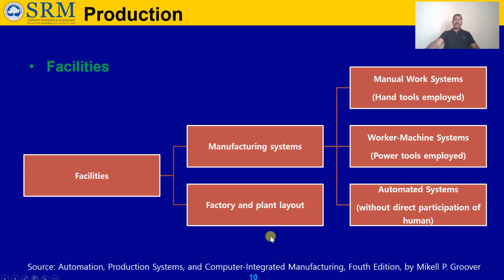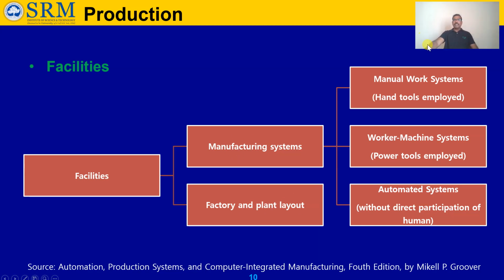Then the other facility is the factory and plant layout. It covers how the material handling devices and machineries are aligned, where to keep the storage system, where to keep the machineries, and what spaces we have to give. Everything is designed in the plant layout. That also comes under the facilities. So facilities have the manufacturing system and the factory and plant layout.